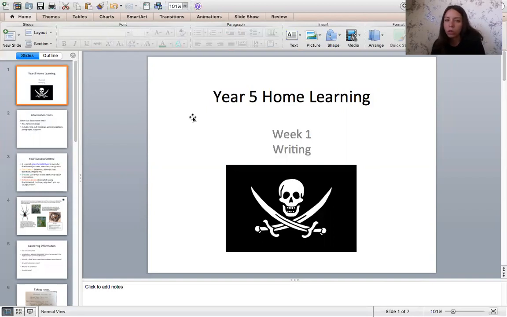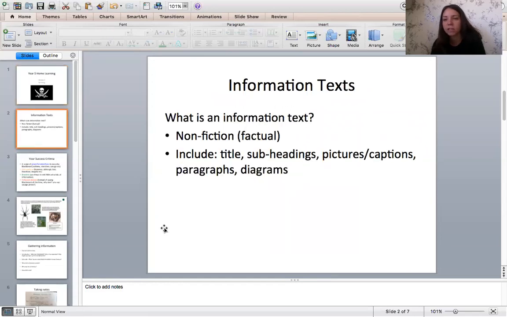I'm just going to talk you through some features of an information text and show you one, and then talk you through quickly how I approached your task of writing just a paragraph about Blackbeard, one of the paragraphs you've been asked to write about. To begin with, an information text is non-fiction text, which means that it's factual.